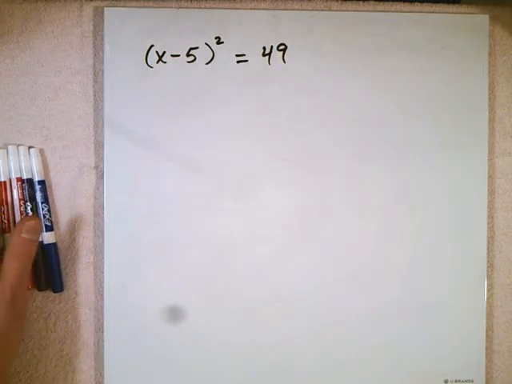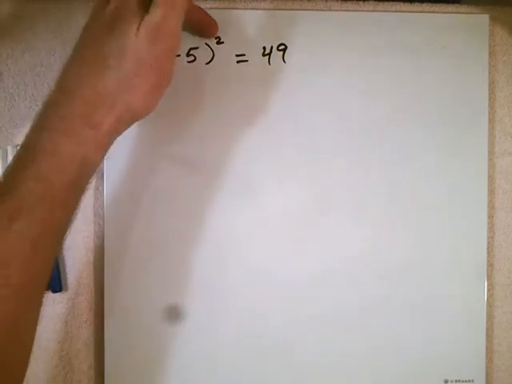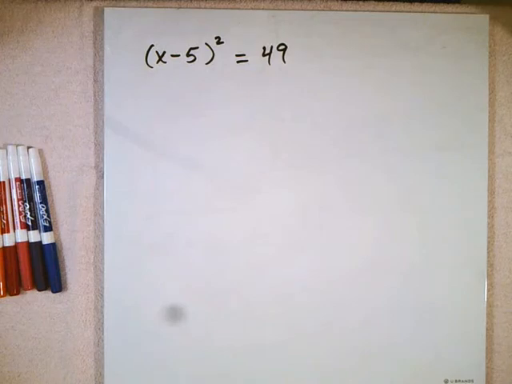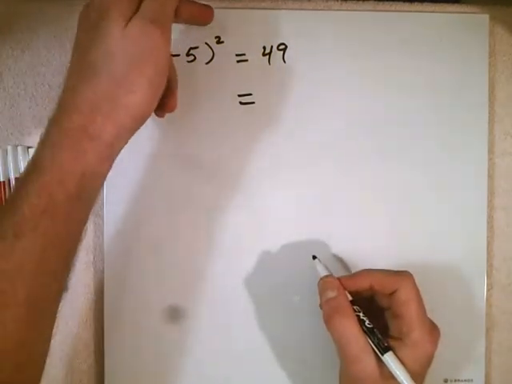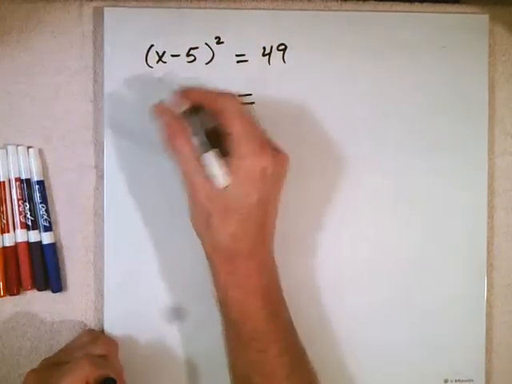Basically, you need to get rid of that square on the parentheses. And you just do that by taking the square root of both sides. So what's that going to look like when you take the square root of both sides? Well, what happens if you take the square root of a thing that's squared? You just get the stuff inside there. Just get x minus 5.